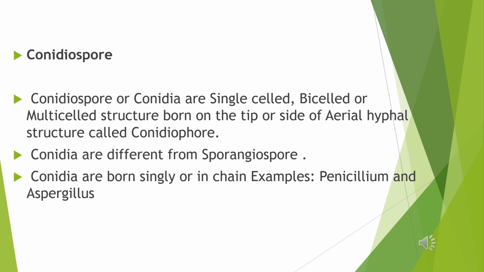Next, let's see how conidiospores are produced. A conidiospore may be single-celled, bicelled, or multi-celled in structure. Conidiospores are formed at the tip or side of the aerial hyphae. They may be produced singly or in a chain. The examples of conidiospore formers are Penicillium and Aspergillus.